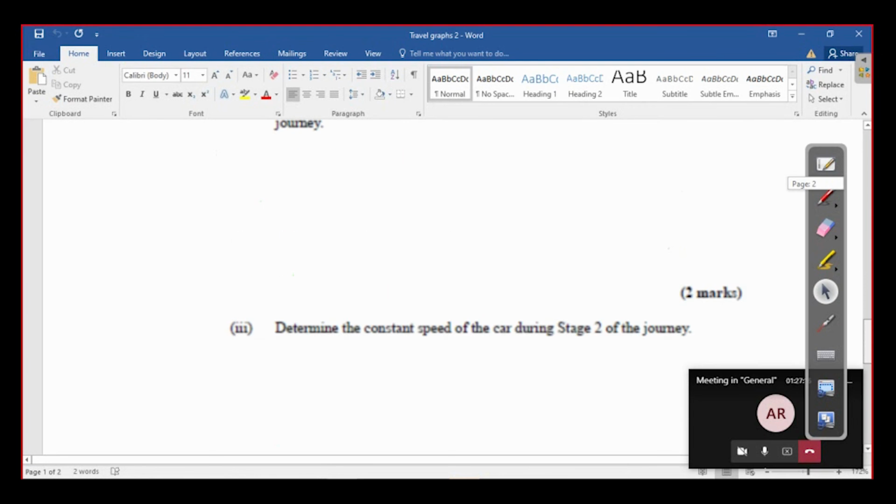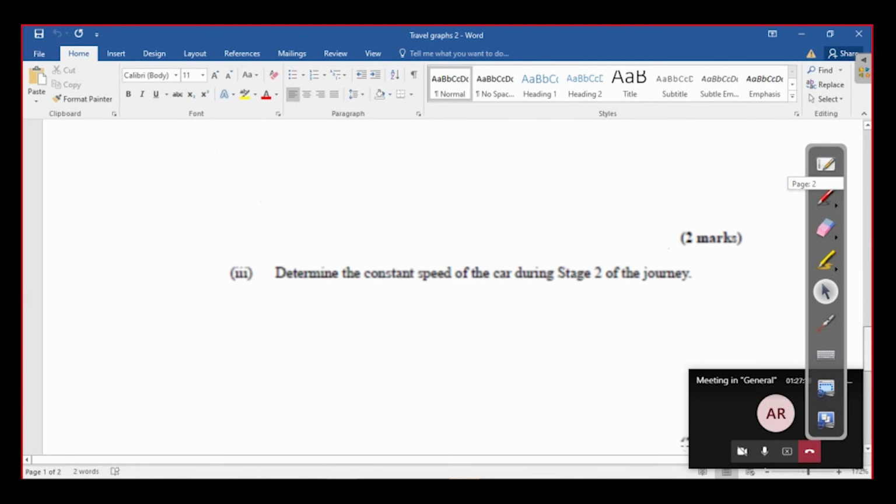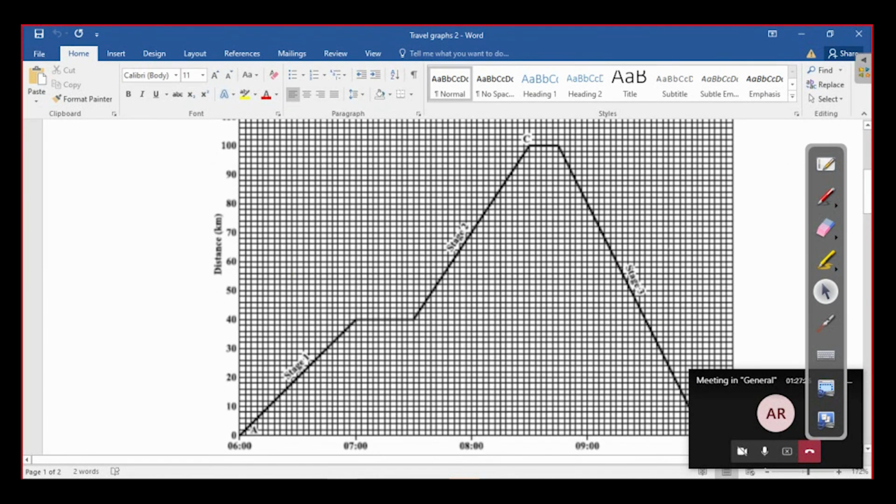Okay, next one. So determine the constant speed of the car during stage 2 of the journey. Alright, let's look at stage 2. So again, your eyes probably hurt you when you finish with this one, but stage 2 of the journey ends off with the vehicle at town C, and it would have started at the end of the first horizontal section. So if I want to calculate the speed on stage 2, what can we do? How are we calculating the speed?